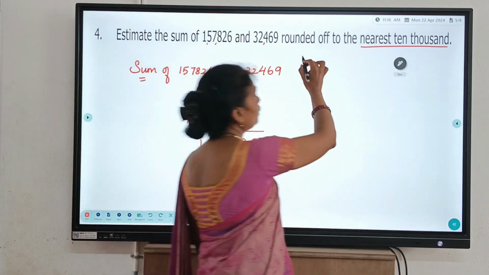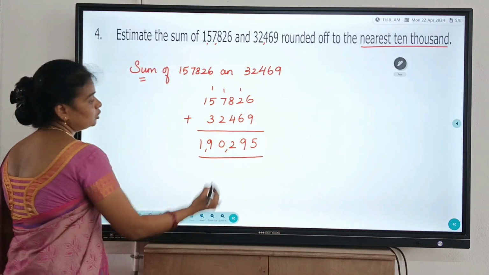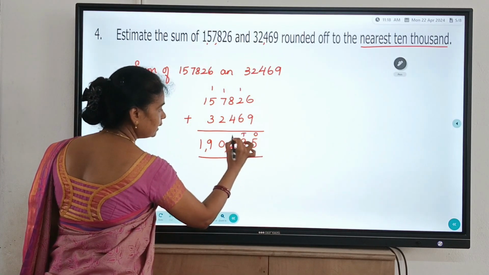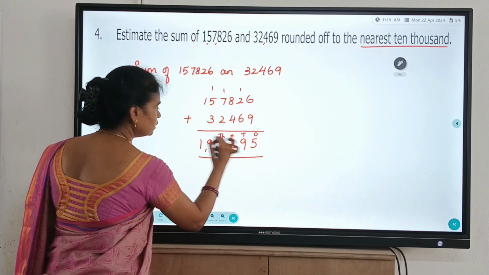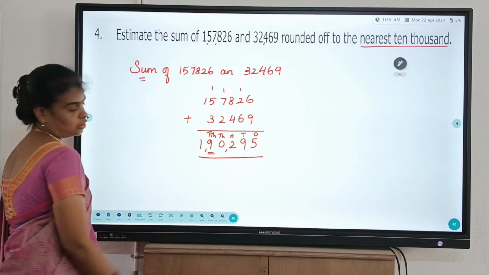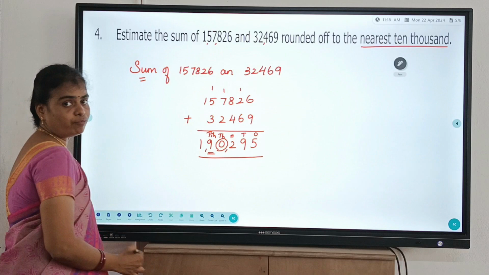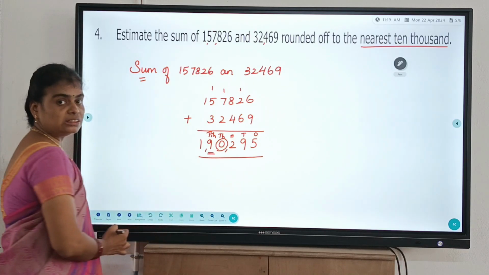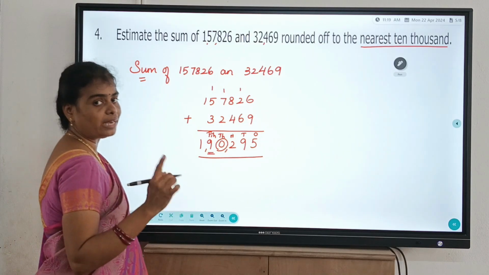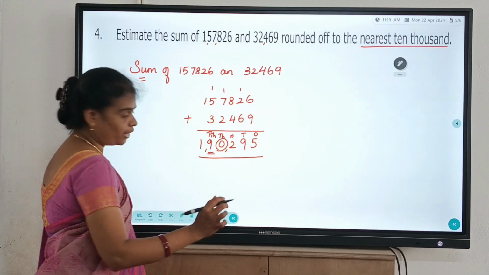No. What we are going to do is, you must round off to the nearest 10,000. So now, write the place values of these numbers: ones, tens, hundreds, thousands, 10,000. So this number has to be changed. For that, you will check the next number that follows it. Here it is only 0. If it is greater than 5 or equal to 5, you will add plus 1. Here in this case, it is only 0. So don't do any changes.